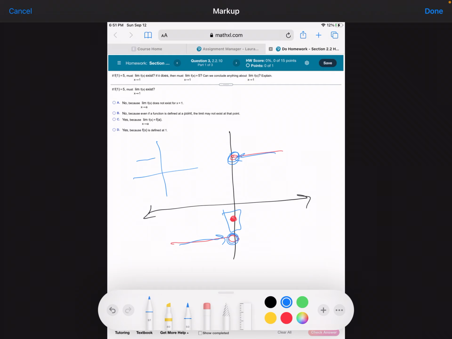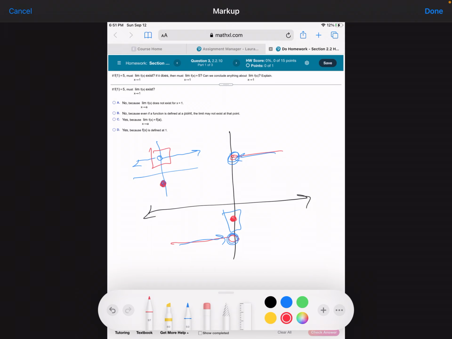Because you could have a situation like this, and then this is defined down there. So this is the limit, but this is what it's defined to be. You see, those are different values. So that's a no as well. No, because the limit does not exist for x equals 1. No, because even if a function is defined, the limit may not exist at that point. True.